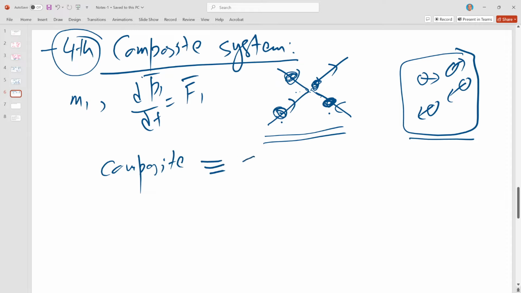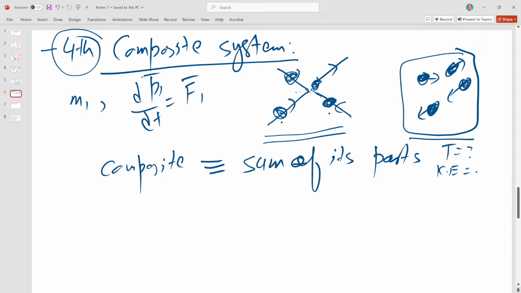So a composite system in the classical world is just the sum of its parts. And once you know everything about the parts, there's nothing more to know about the system. You can say everything about the system that you want. For example, if I know the velocities of individual particles, I can compute what their temperature is. I can find out what their average kinetic energy is. I can work out the pressure, and so on. So if we know everything about the parts, we know everything about the total system.